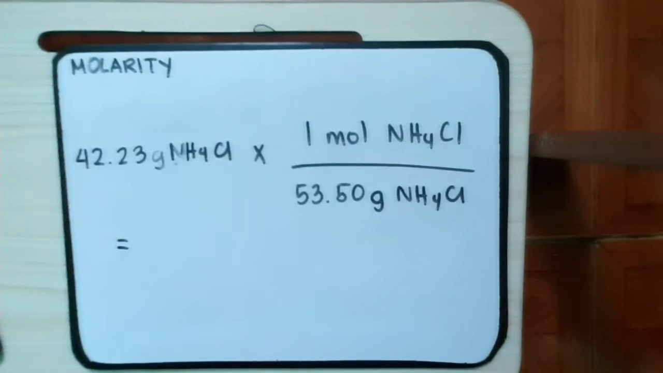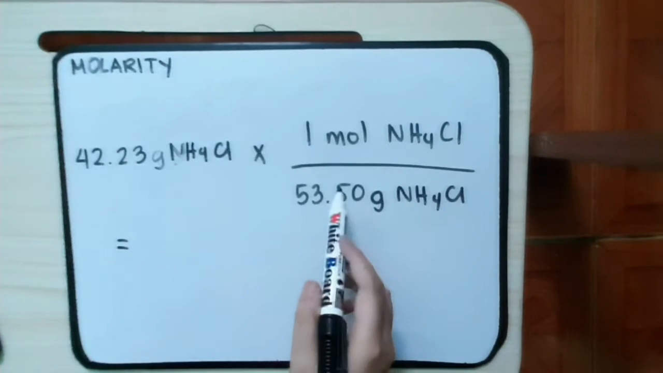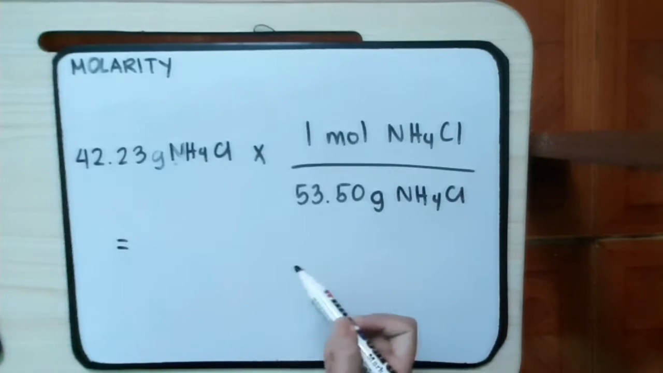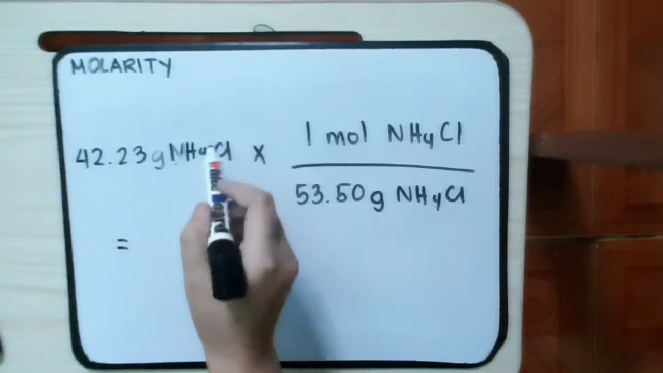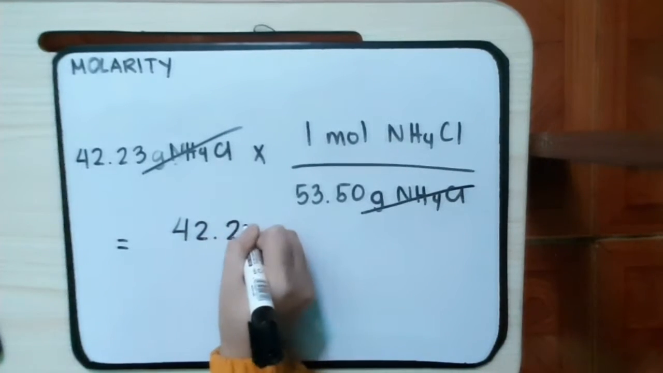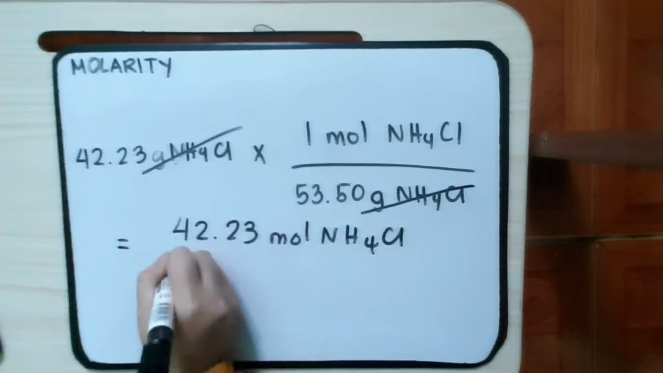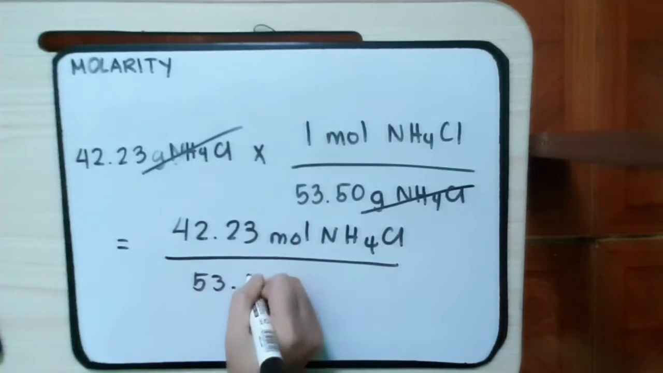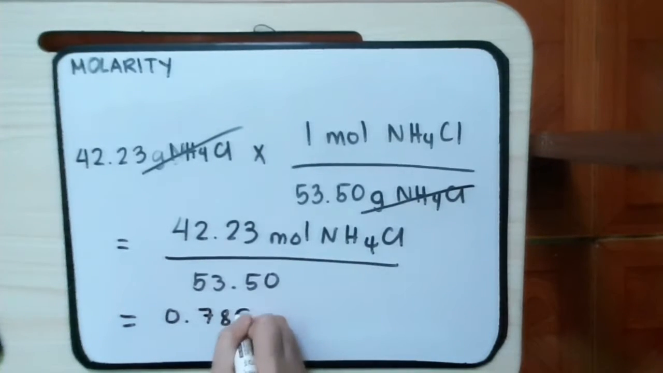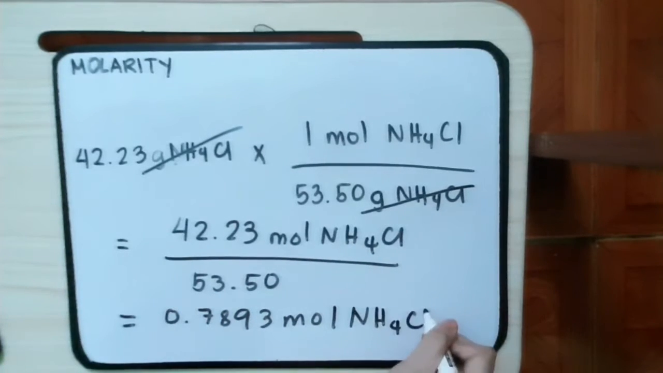So after that, we will have 42.23 grams of NH4Cl times 1 mole of NH4Cl over 53.50 grams NH4Cl. So we could simply cancel grams of NH4Cl here and here, giving us 42.23 mole NH4Cl over 53.50. Calculating this, we will have 0.7893 moles of NH4Cl.